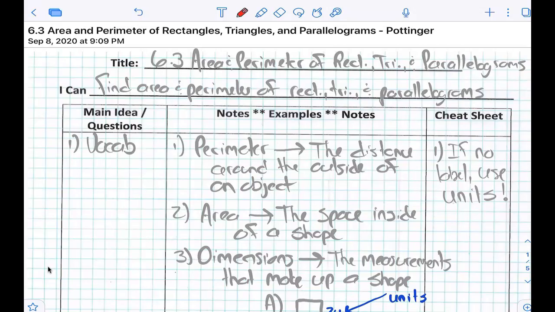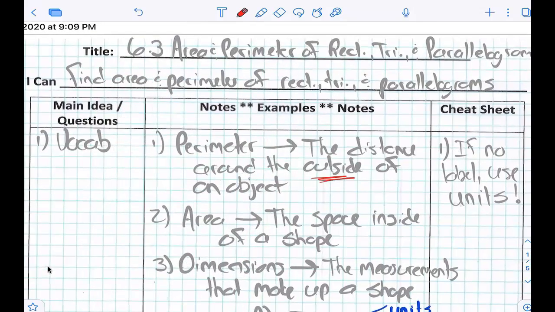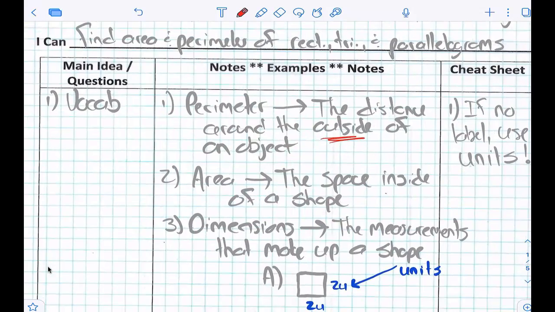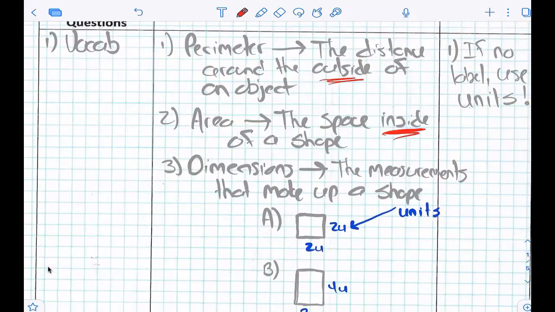Perimeter. Now, the perimeter is the distance around the outside of an object. Area is the space inside. So perimeter is outside, area is inside, right?